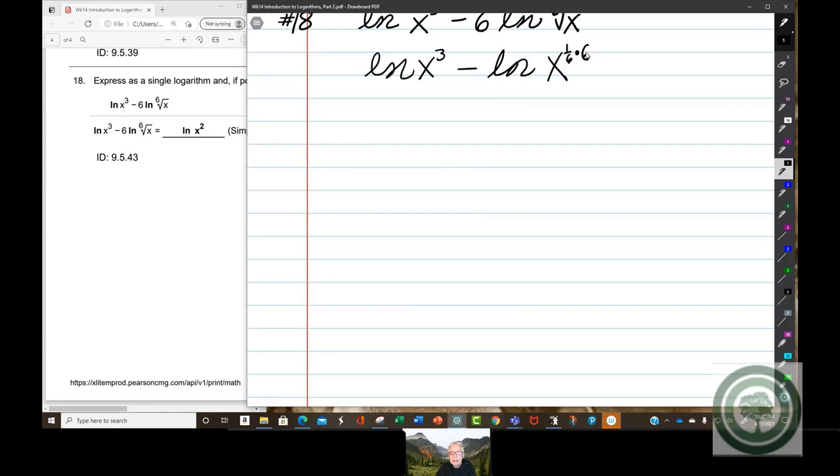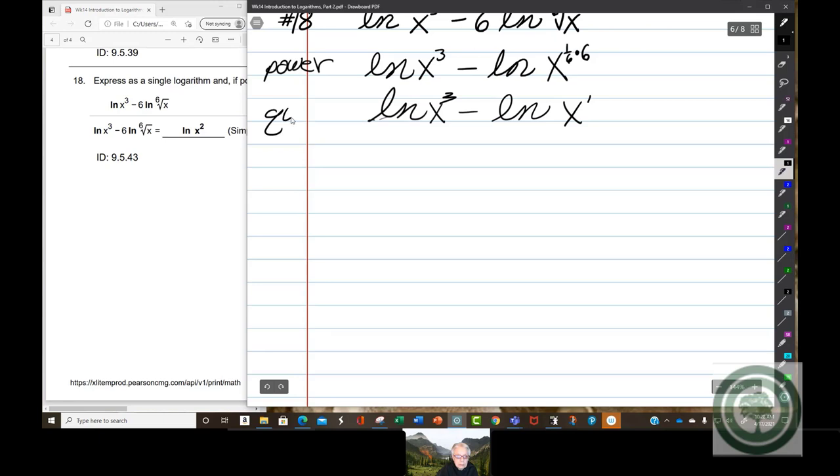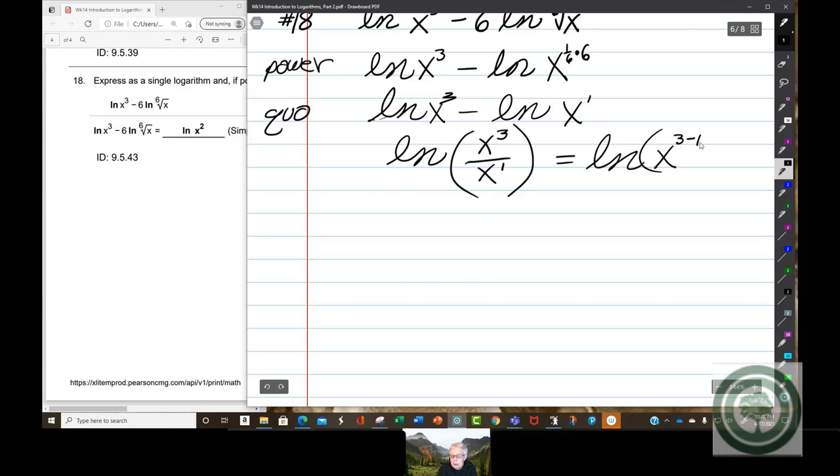And then 1/6 times 6 is 1. So this is going to be ln x to the 3rd minus ln of x. The ln of x to the 3rd minus the ln of x, and we know that that's an invisible 1. Now we're going to use the quotient rule. Let's see, we use the power rule here. Now quotient. We'll have the ln of x to the 3rd over x to the 1. That'll be the ln of x to the 3 minus 1, which will be the ln of x squared.